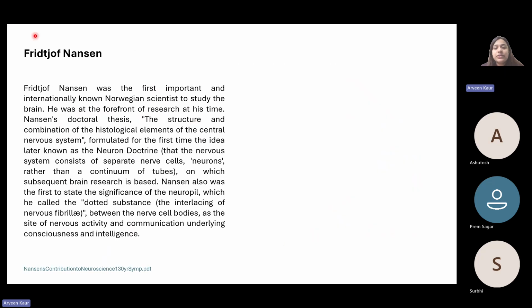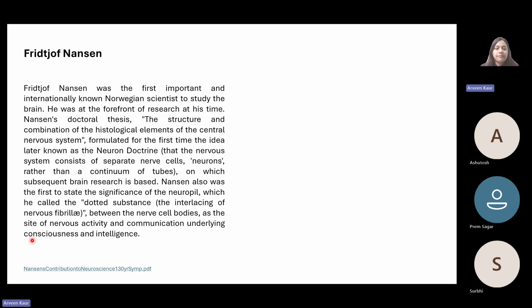Then we'll also briefly discuss Nansen, who was also mentioned by Sir. He was a neuroanatomist. He was a Norwegian scientist, actually the first important and internationally known Norwegian scientist who studied the brain, right? But along with that, he was also a Nobel Prize laureate, but not in physiology or medicine. He was actually a Peace Prize laureate, and we'll come to why that happened, right?